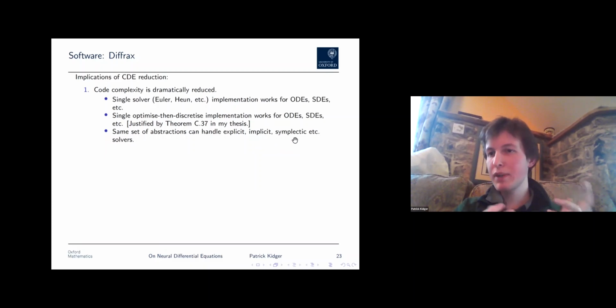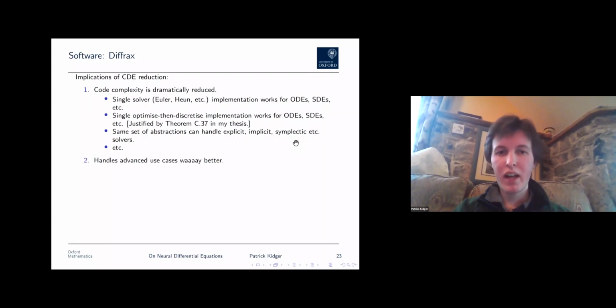But if you look at, say, a symplectic method, then typically you partition your state into two parts and they interact in a particular way. And actually, once again, it turns out the same abstractions can handle these other kinds of things as well, et cetera, et cetera. The basic idea is that ODEs and SDEs can be handled with the same code. It handles advanced use cases really, really well.